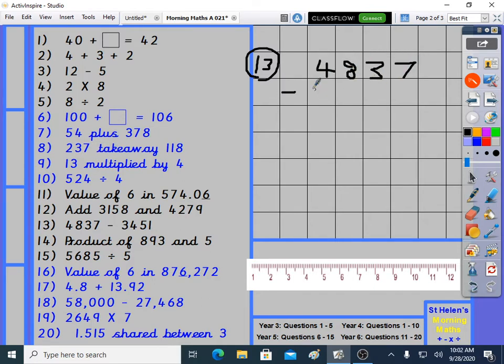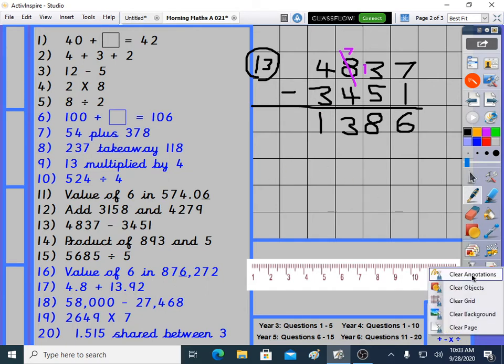Take away, so this time we have to have the biggest number on the top to do a column subtraction. So make sure you've got the biggest number on the top. It's not always the first number in the question. It is when it's just a minus sign, but with words it can be different. Take away 7, take away 1 is 6. 3 take away 5 we can't do. 13 take away 5 we can do. That's 8. 7 take away 4 is 3. 4 take away 3 is 1. 1,386. Let's go to question 14.